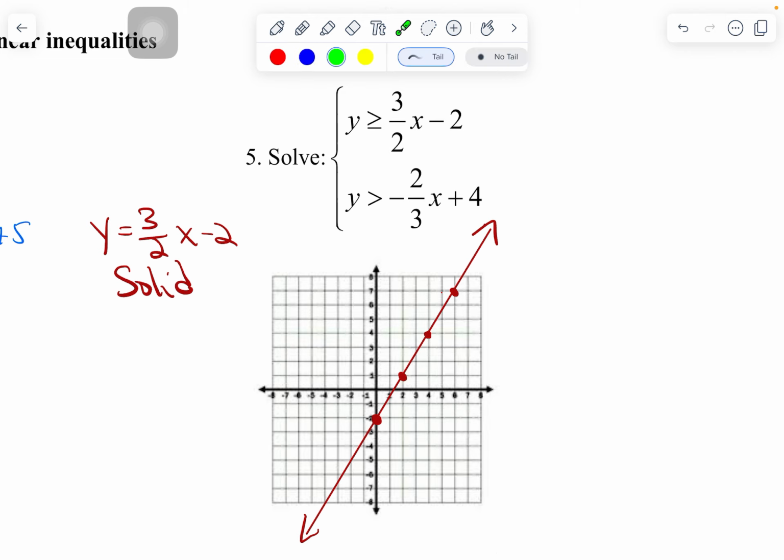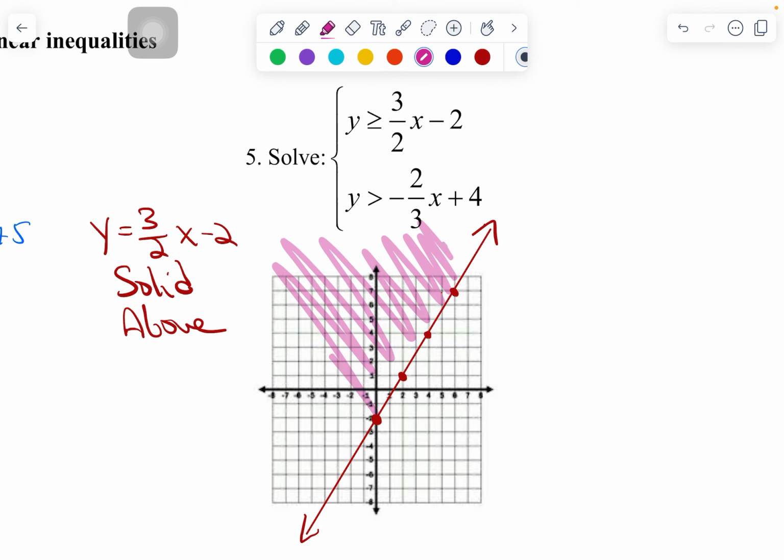And because our inequality is greater than, we are going to shade above. So find your boundary line, pick your pretty color of choice here, and let's go ahead and shade above it. All right, so y is greater than or equal to 3 halves x minus 2. Looks like this.